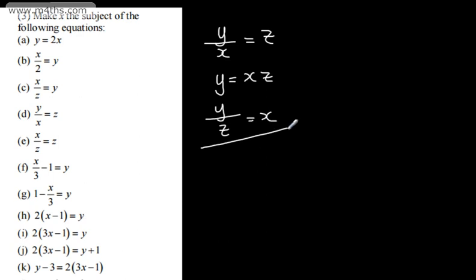Okay, let's now look at this one just here. We've got y divided by x is equal to z. I can multiply both sides of the equation by x, so I get y is equal to x multiplied by z, and then simply divide both sides of the equation by z, and that would give us x is equal to y divided by z.